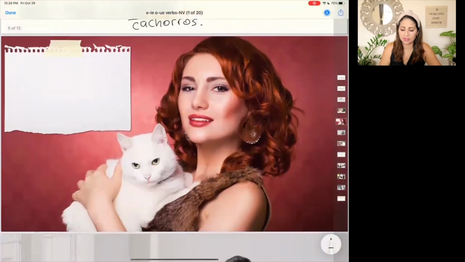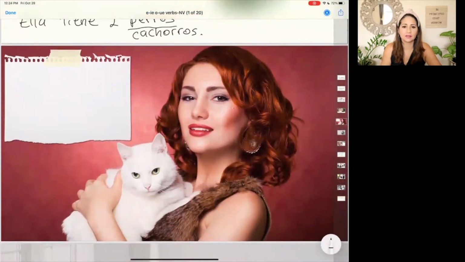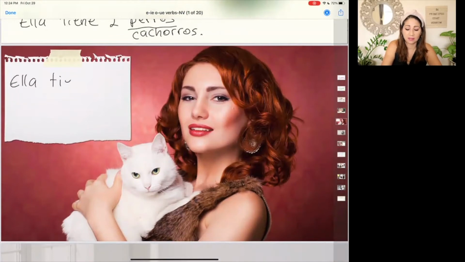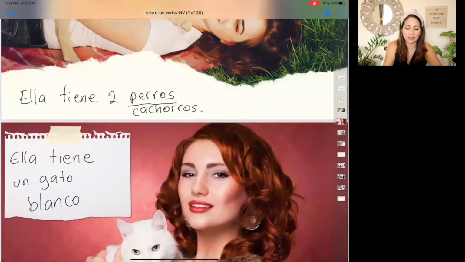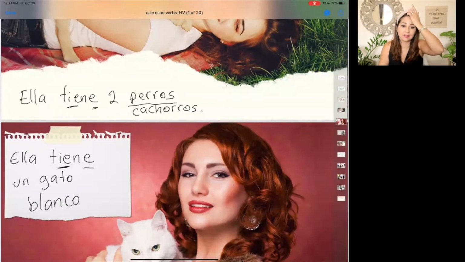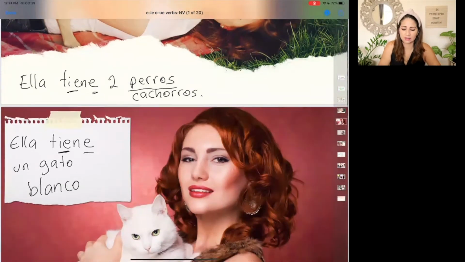For this lady, she has a white cat. So how would we say that? Ella tiene un gato blanco. Again, the verb is tener, but I didn't say ella tienes, I said ella tiene. And I'm using the E at the end because that's the ending that goes with ella. So I cannot say ella tienes or ella tienen, it's ella tiene, she has.